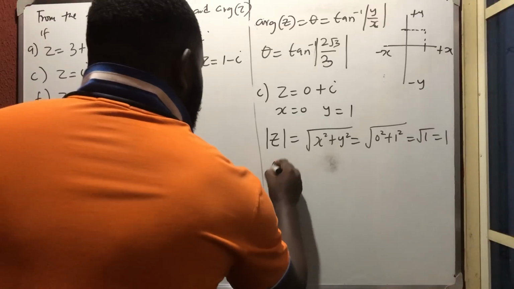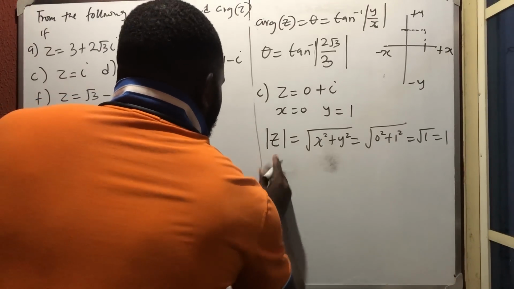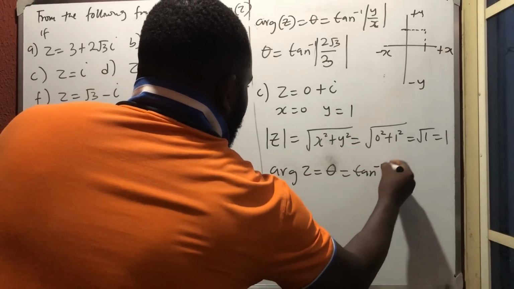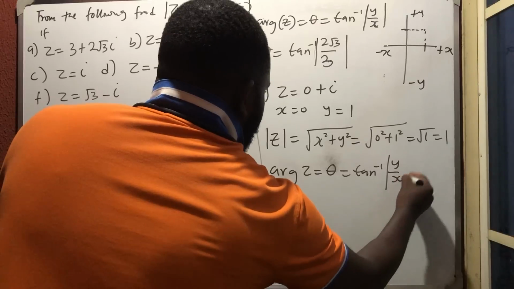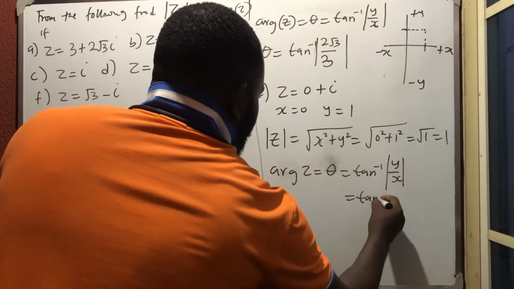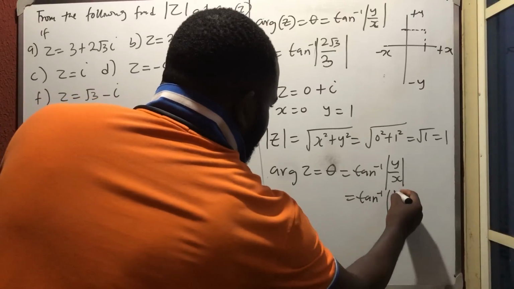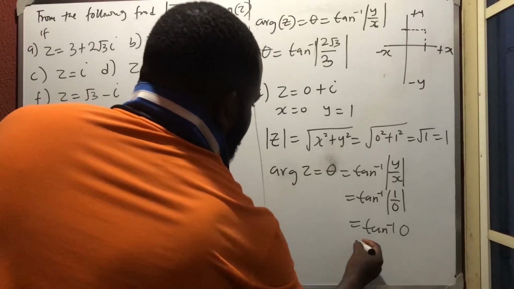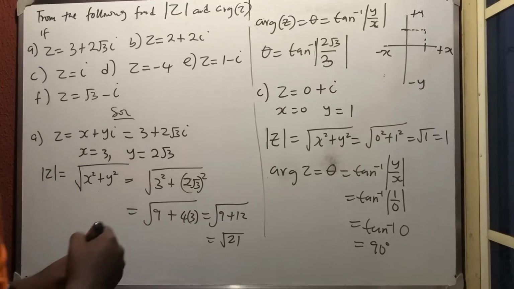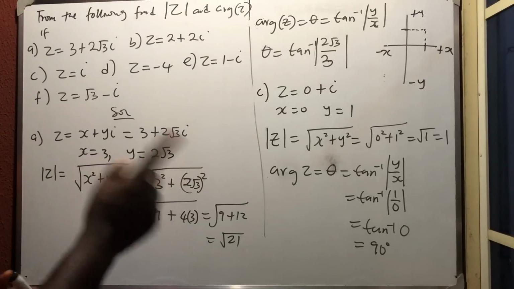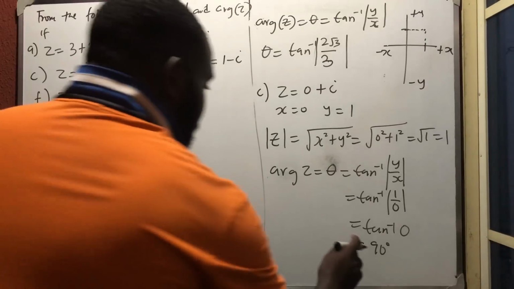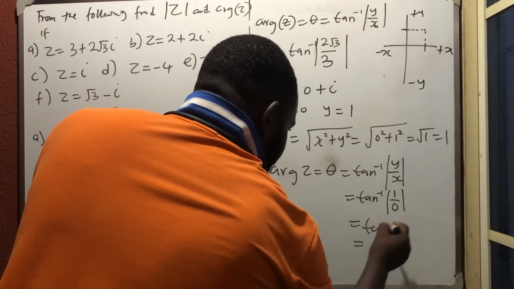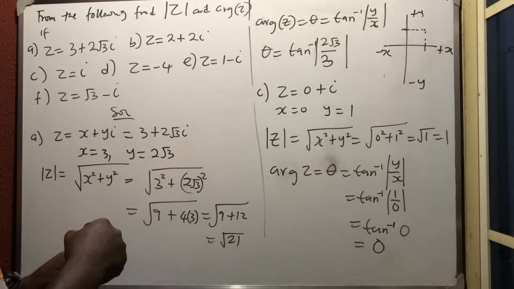So the next one is the argument. Argument of z is simply theta, which is the tan inverse of the absolute value of y over x. Tan inverse of the absolute value of my y is 1, while my x is 0. So which is what? The tan inverse of 0. And tan inverse of 0 is what? 90 degrees. Okay, tan inverse of 0 is 90 degrees because tan 90, is it 90? Sorry, 0. No, tan 90 is undefined. Tan 0 is 0. So tan inverse of 0 is still 0 because tan 0 is 0.